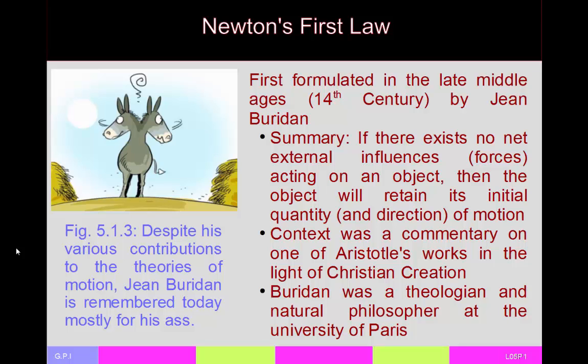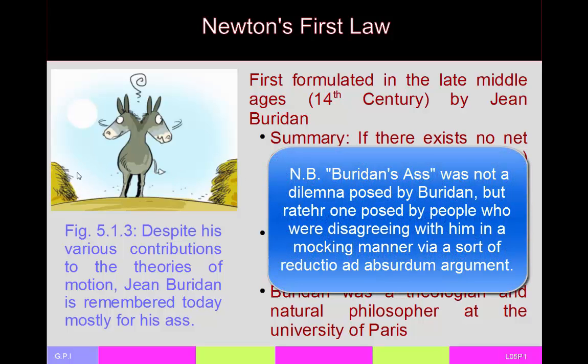So let's talk about Newton's laws. The first of Newton's laws was actually formulated in the late Middle Ages. We have records going back to about the 14th century with a natural philosopher named Jean Buridan, who was a professor of natural philosophy, or natural theology, I think is the correct term at the time, at the University of Paris. And despite his various theories and contributions both to physics and to philosophy, one of the things that he's actually remembered for today is the dilemma of Buridan's ass, and this little diagram shows what that dilemma is.